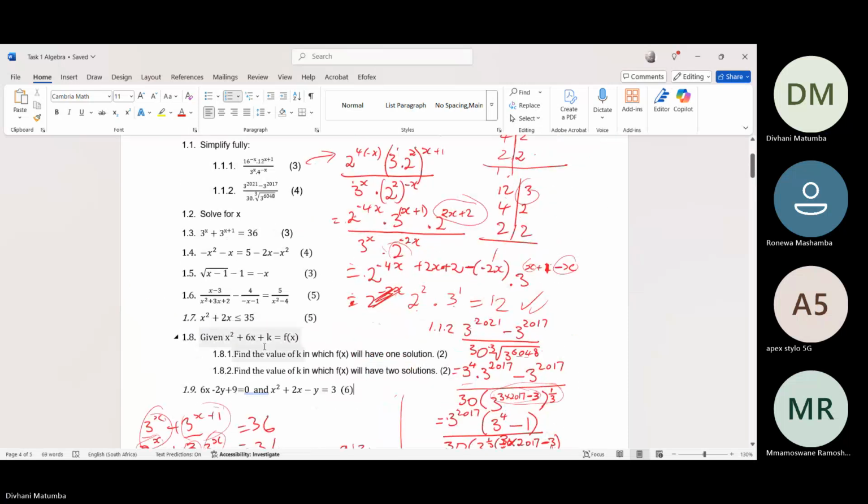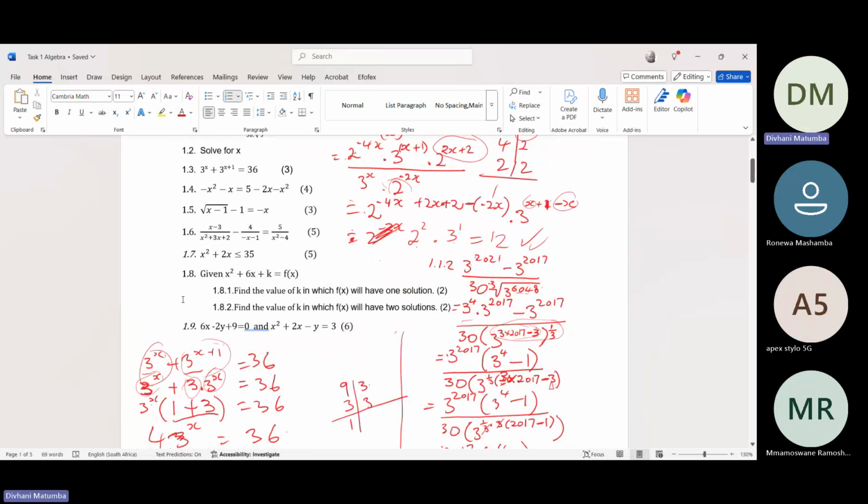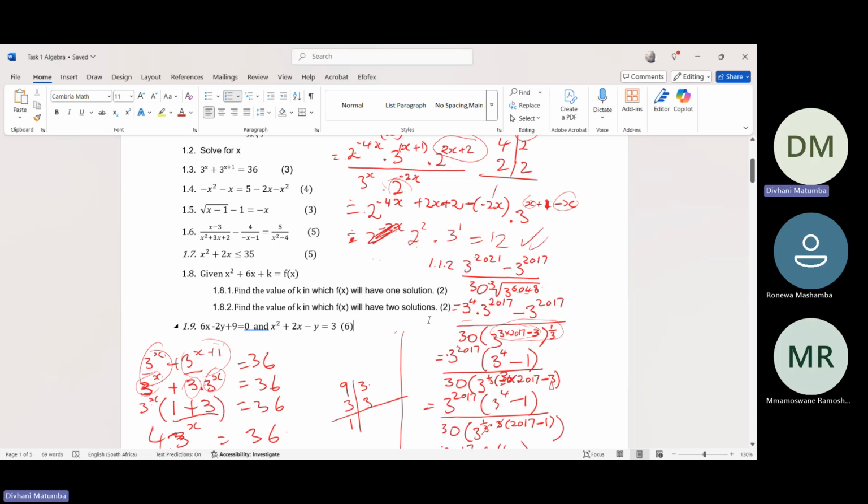Okay. If you are given a function x squared plus 6x plus k equals f of x, f of x is another way of expressing the y value. You can also express this equation by saying y equals x squared plus 6x plus k. Now they will ask you which values of k in which f of x will have no solution.